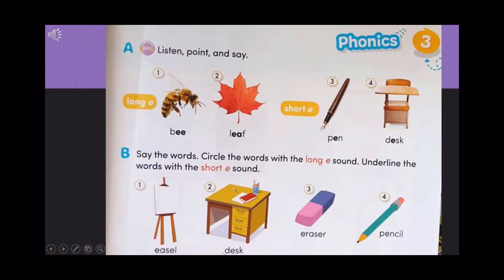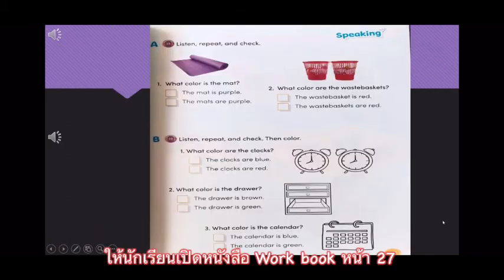Okay, so easel. Next, number 2, we have desk. Desk. Number 3, we have eraser. Eraser. Number 4, we have pencil. Pencil. All right. Okay. So I want you to go to your workbook, workbook page 27.